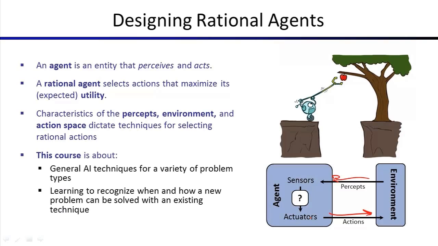This class is largely about general AI techniques that apply to a variety of problem types, and about learning to recognize when and how a problem can be solved by one of those techniques by thinking about what kinds of percepts do I have, what kinds of environment do I have, is it adversarial, is it fully observed, and so on. And as we go through this course, you'll get more and more of these tools to deal with more and more complicated environments.